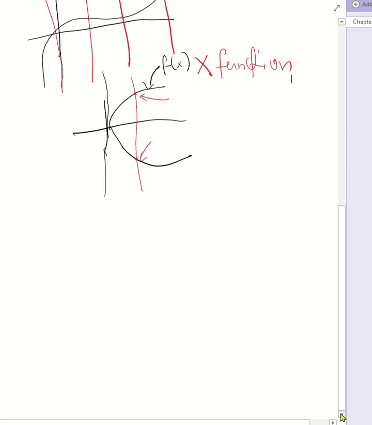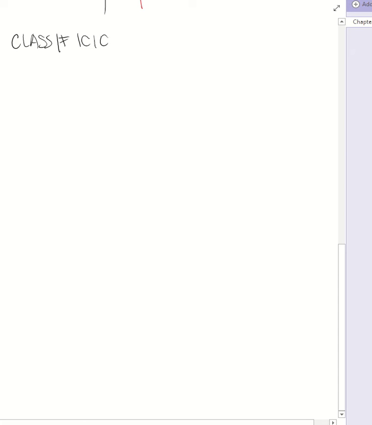So that's a function. Now let's discuss the different classifications of functions. What are the different classifications or types of functions?